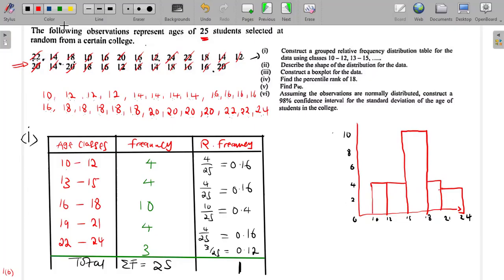This should just be some rough work. You can see that it is approximately symmetric, right? If you try to draw a curve through this diagram that we've done, if I draw something like this, you can see that it is approximately symmetric. So how are you going to describe it now in part 2?